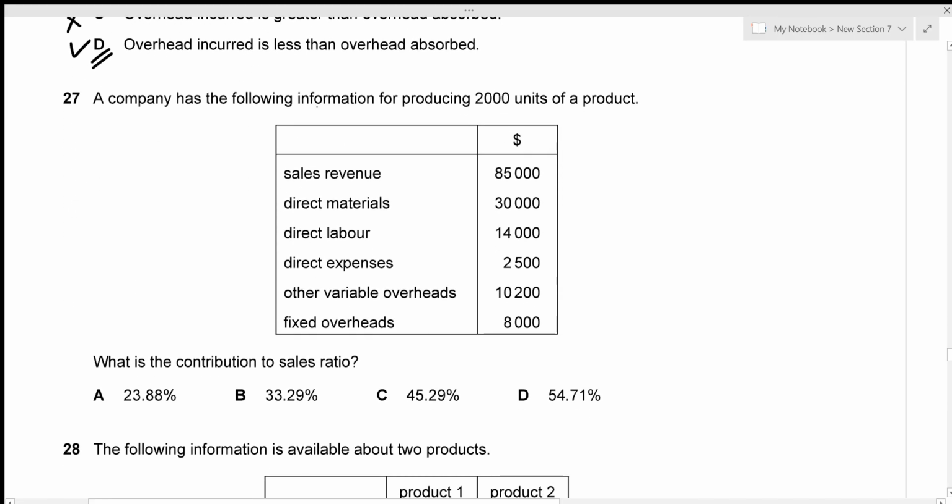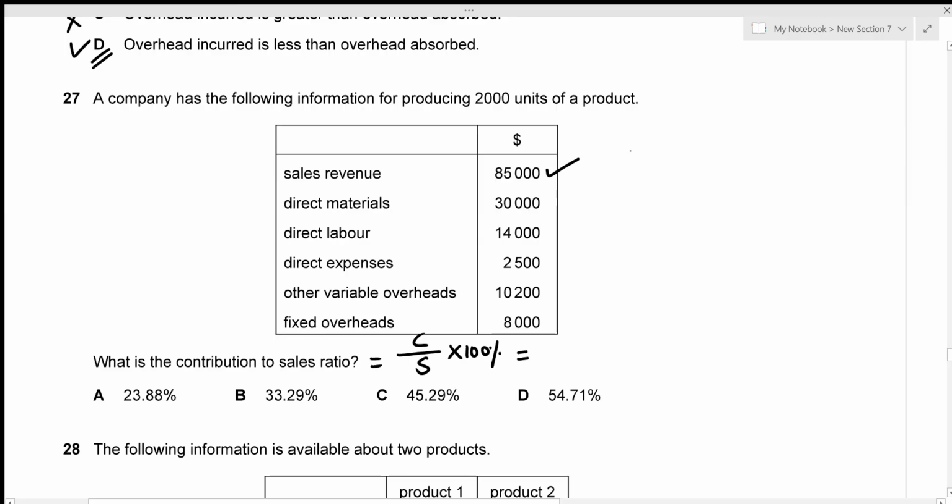A company has the following information for producing 2,000 units of a product. We're given the sales revenue, all the direct costs, and the fixed costs. And we need to figure out the contribution to sales ratio. In order to figure this out, we need to divide the contribution by sales and multiply it by 100. Alright, so we already have the sales value, but we need to figure out the contribution.